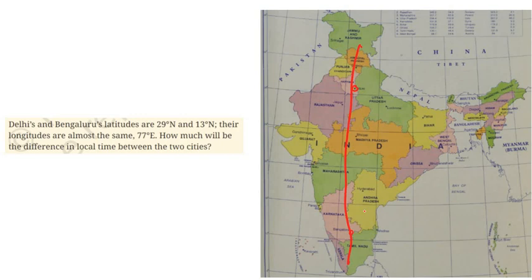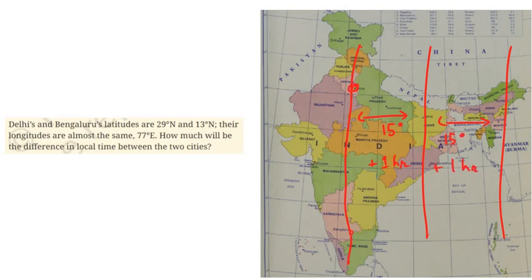Now how much is the time difference in local time between the two cities? The question is, why will there be a time difference? We talk about time difference when we talk about different longitudes, right? Because we know that if there is a gap of 15 degree, then this means adding 1 hour. But here they both fall on the same longitude. So there should be no time difference between them. Okay?